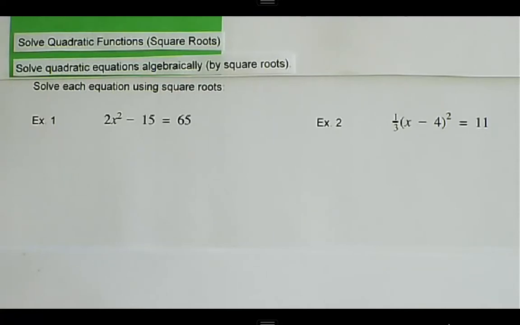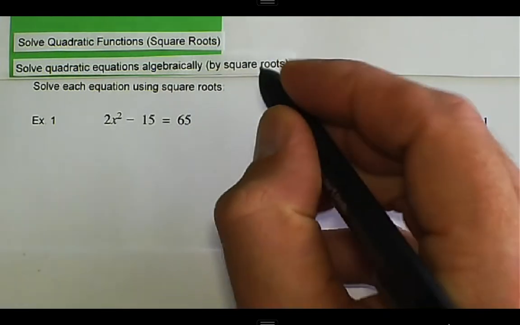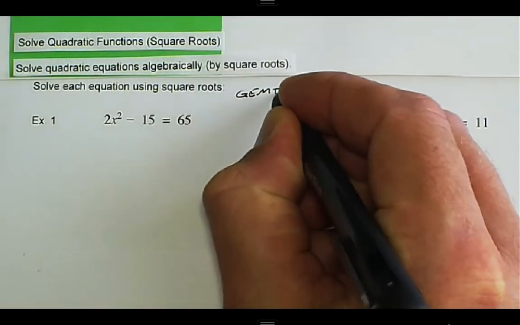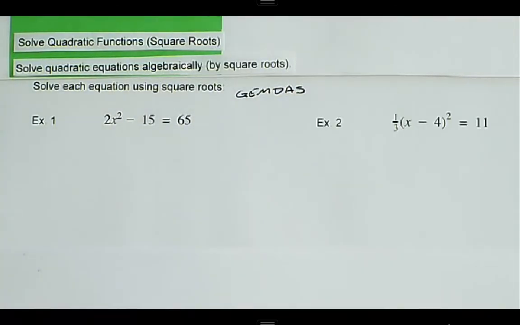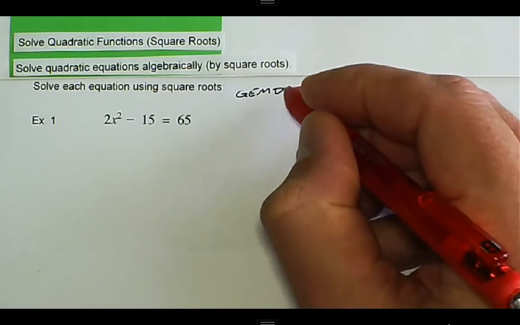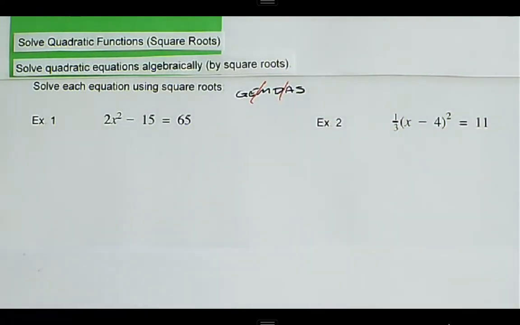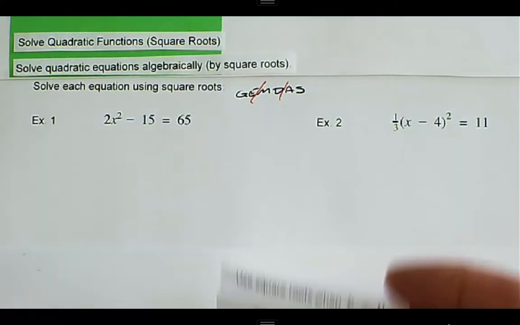We're talking about solving quadratic functions using the square root. And so we have some examples that we're going to go through. And we still want to stick with the process that we've learned before of GEMDES. And first thing we have to look for is addition and subtraction, and then multiplication and division. Then we can go to the exponents from there.